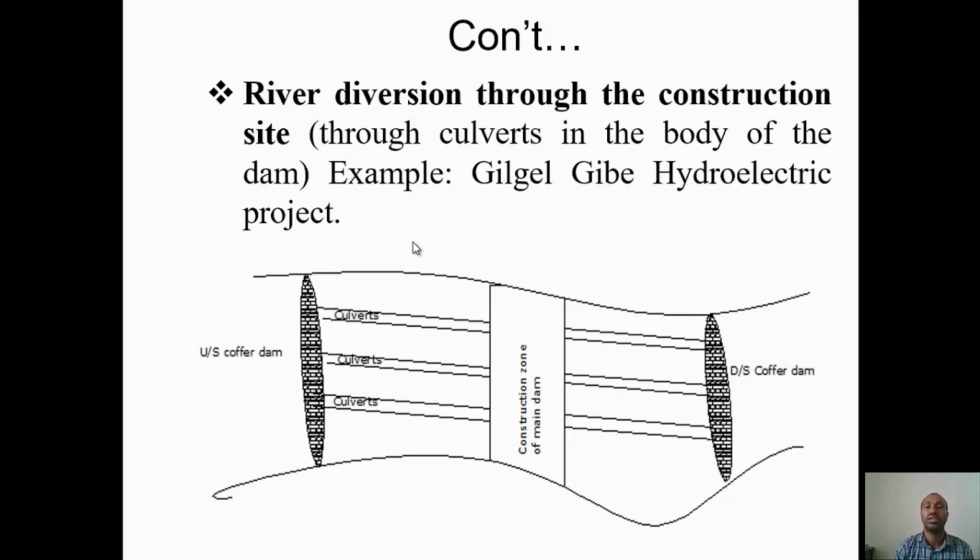And the third one is river diversion through the construction site, just through culverts in the body of the dam. Example, Gilgel hydroelectric project: just under the structure, you provide a tunnel or culvert, then you can construct upstream and downstream coffer dams. So this is construction of the dam.